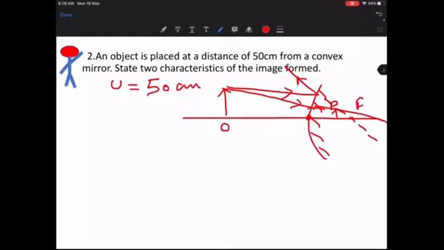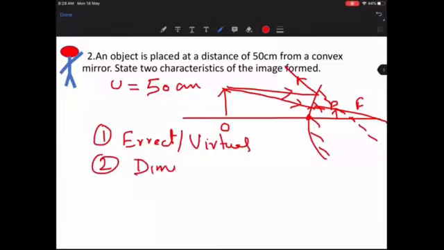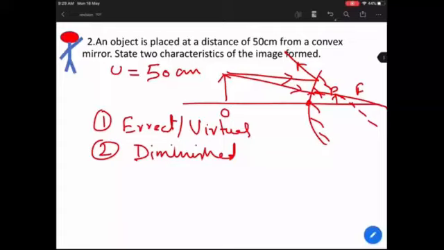So what do we see? We see that the image is always erect in nature. So what are the characteristics here? He's not asking you the distance of the image where it is formed. No, he's just asking you the characteristics of the image formed. So first, the image is going to be erect in nature. Whenever it is erect, you know that it has to be virtual in nature. And next, the second one is, it will be diminished in nature. So erect, virtual, as well as diminished. These are the characteristics of the image which is formed by the convex mirrors.